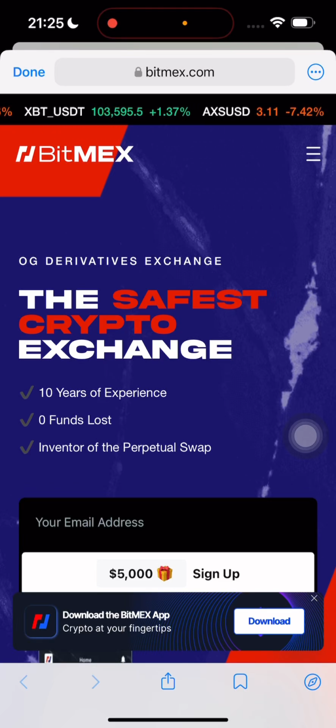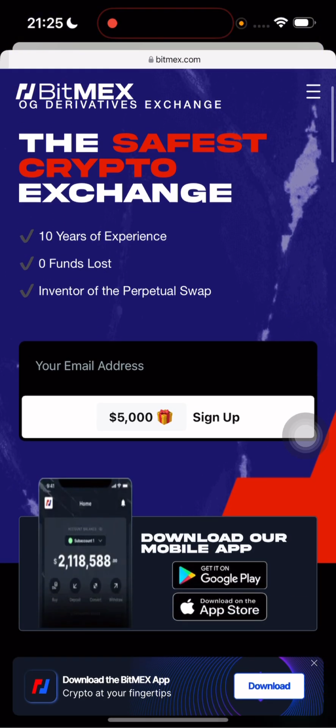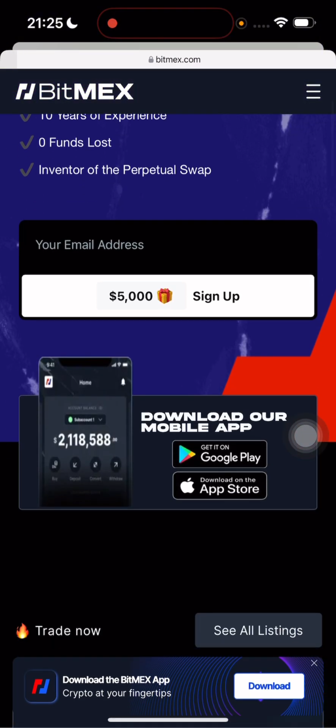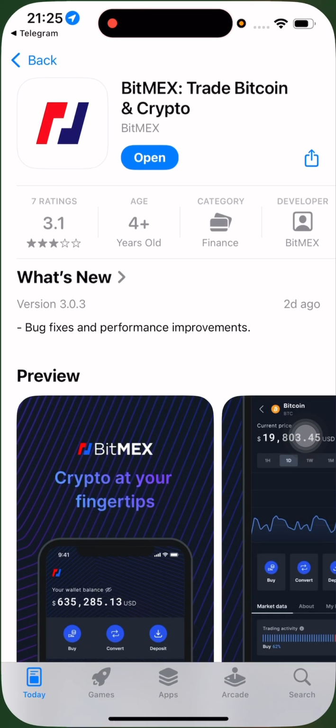Hi, if you're new to trading, every day there are new sets of persons who come into the space, and they'll be looking for a crypto exchange to trade with. Here we have one of the best exchanges, so you can easily go to your mobile app. If you're using iOS, you go to the App Store or just go to the website at bitmex.com, click on download on App Store.